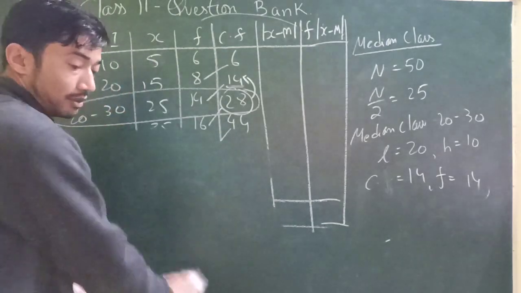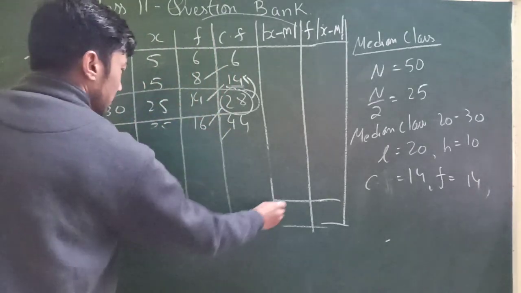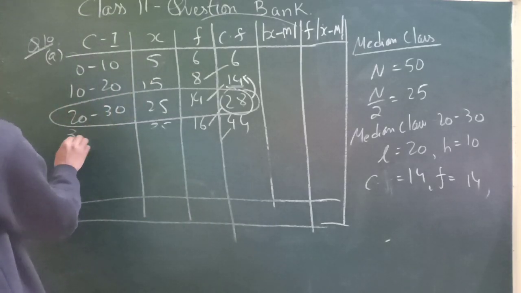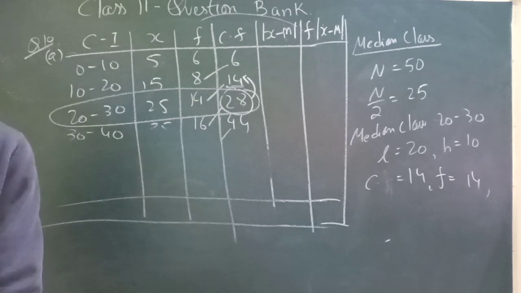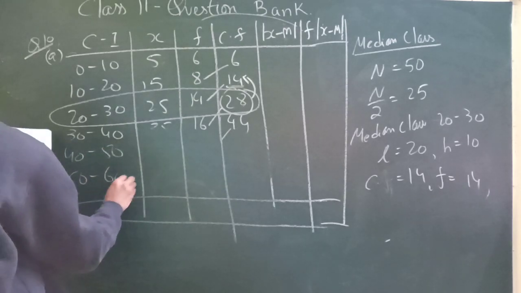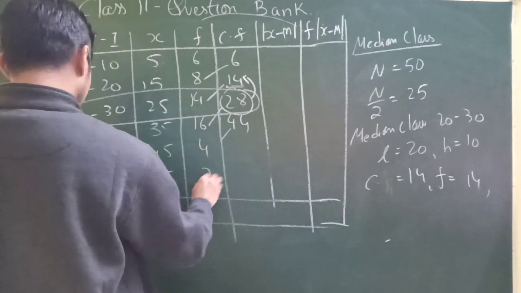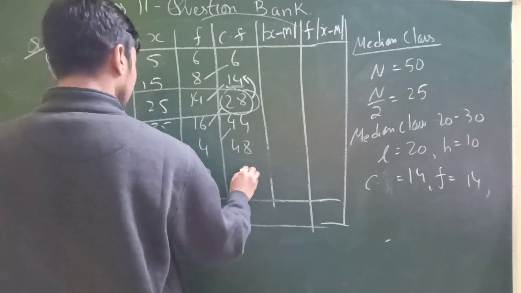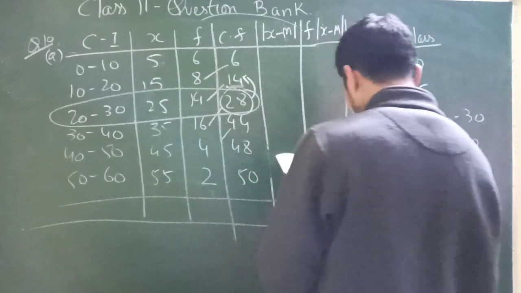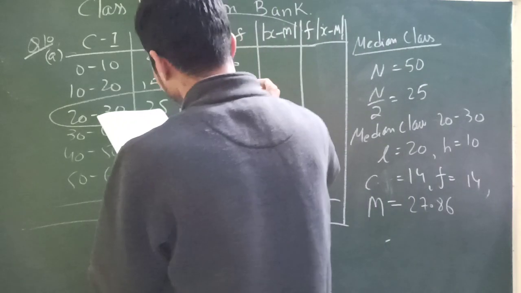I need to draw the table once again. But anyway, I guess you can already do it, no? 30 to 40, 40 to 50, 50 to 60, so that's 35, 45, 55, and the cumulative frequencies 16, 42, 44, 48, 50. So now, x minus median. What was our median that we calculated? That was approximately 27.86. You can approximate also.